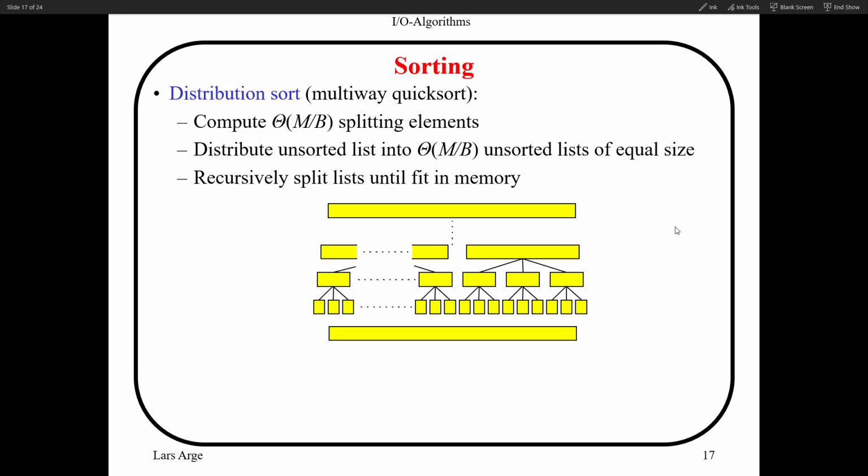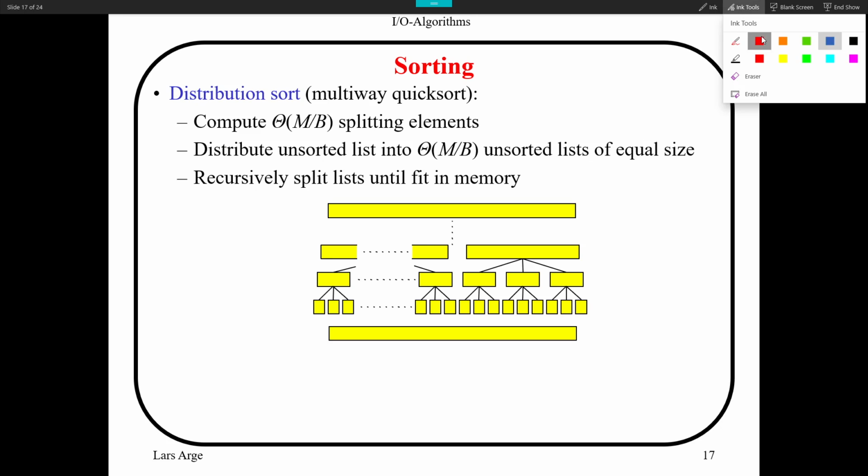In this algorithm, we are generalizing quicksort. If you remember quicksort, in that algorithm, we have one pivot, and then we partition the input into two sides, the side that is smaller than the pivot and the side that is larger than the pivot, and then we recurse on each side. In this multi-way quicksort, instead of splitting into two arrays, we split into multiple arrays. In particular, we use M over B splitting elements, or M over B pivots, and then we distribute the input elements according to these pivots.